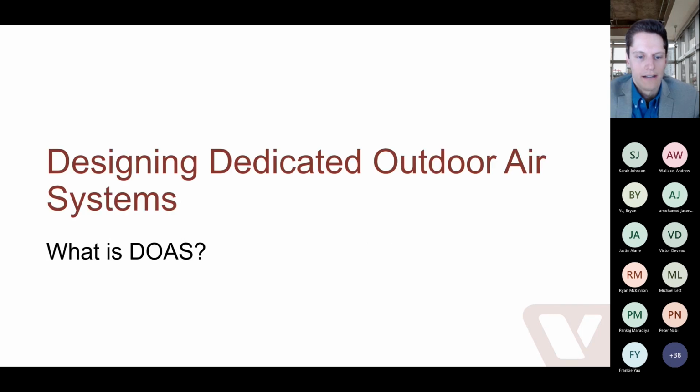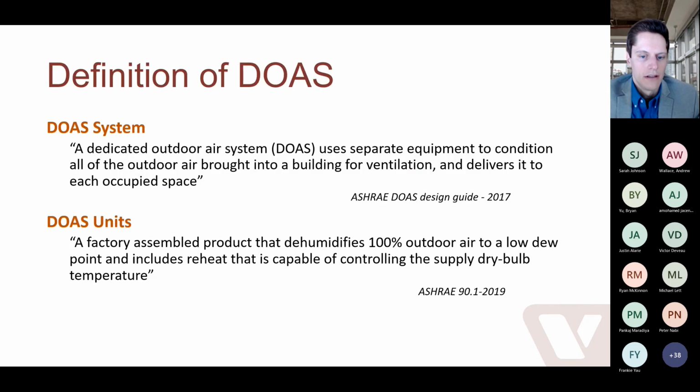We'll start by defining dedicated outdoor air systems. So what is DOAS exactly? Well, ASHRAE defines a DOAS system as you can read there yourselves, and then it also defines a DOAS unit. So two different things, a system and a unit. A DOAS unit is a part of a DOAS system. And so typically you're talking about high amounts of outside air. And ASHRAE defines a DOAS unit as dehumidifying 100% outside air. So that's typically what most people think of when they think of a DOAS unit.